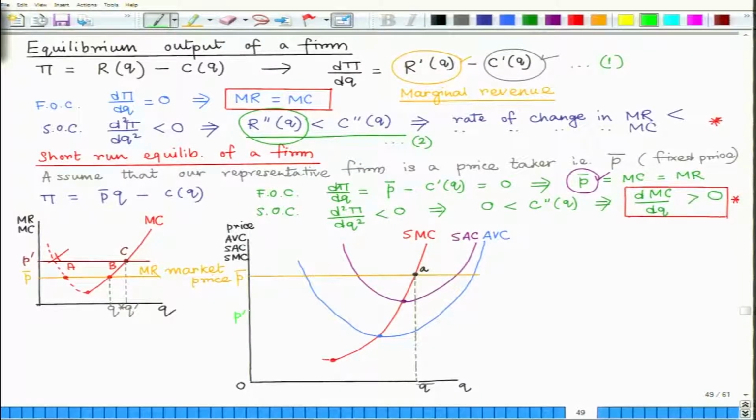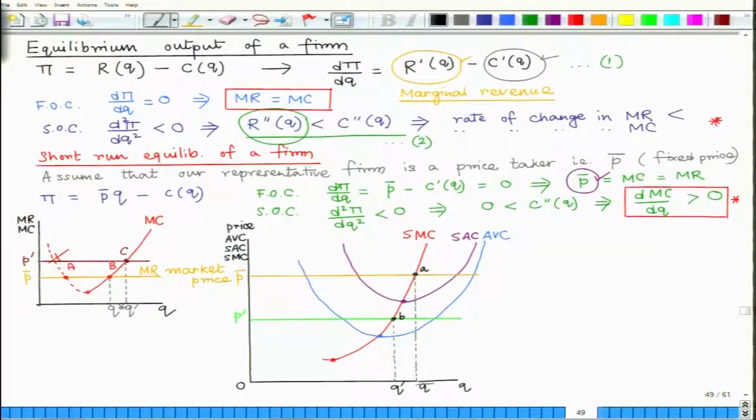Okay. And to find the firm's equilibrium, again we have to draw a straight line parallel to the q axis. So the firm meets its first order condition at this point B, and the firm solves for the equilibrium output level, because at this point B MR equal to MC condition is met, and the firm solves for this output level Q prime, say. Okay.